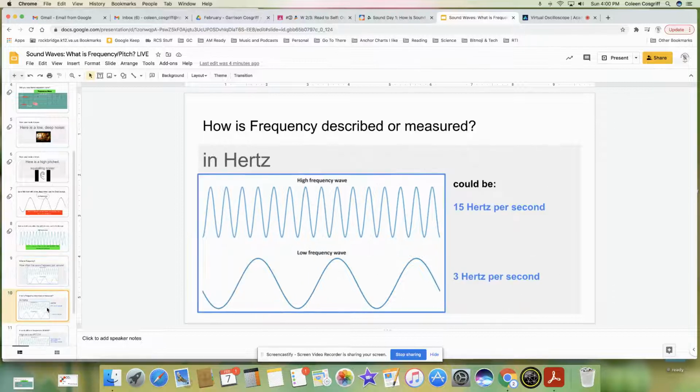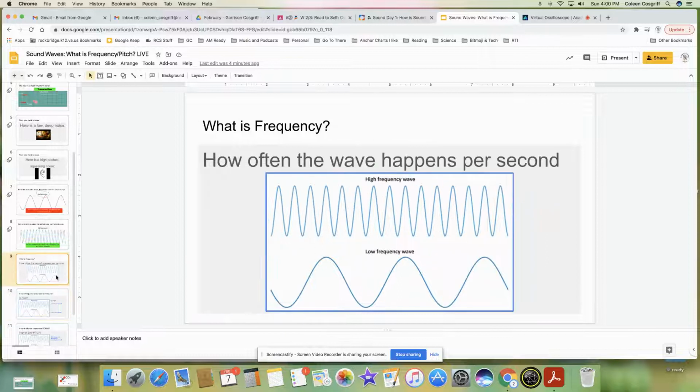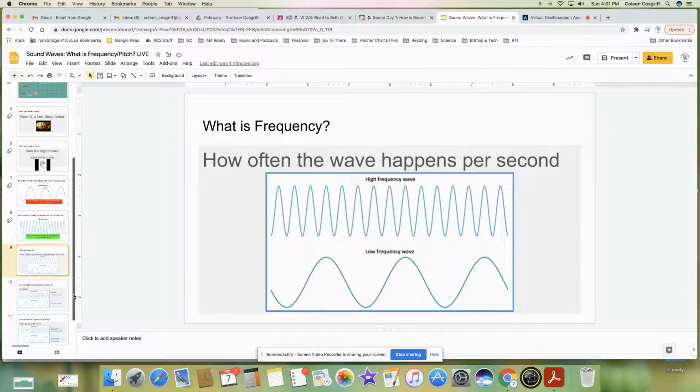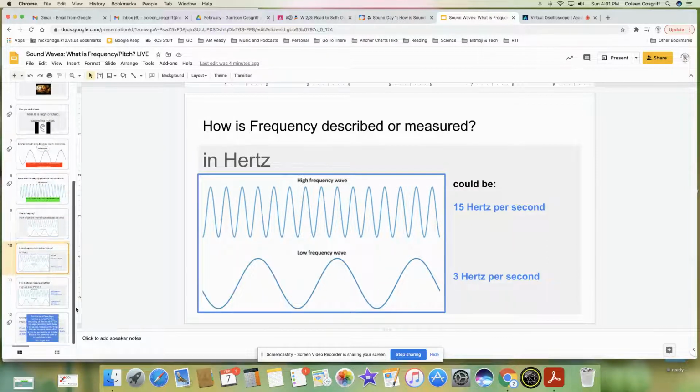All right. How is frequency described or measured? It's described in something called hertz. So this one, in 1 second, there are 15 crests. So that would be 15 hertz, could be described as that. And then this one, in comparison, there's only 3. So 3 hertz. So frequency is how often a wave happens per second, and hertz is how it's measured.